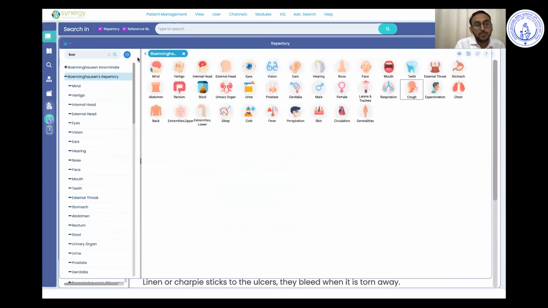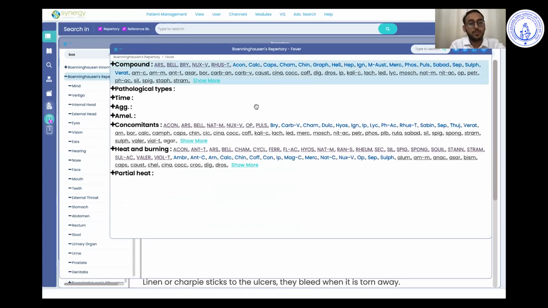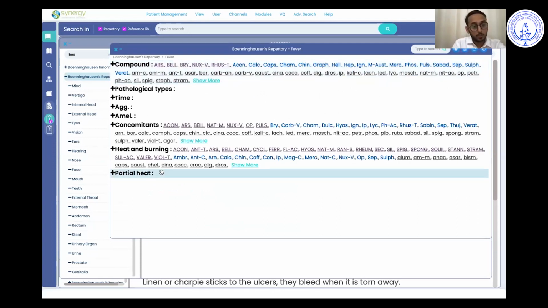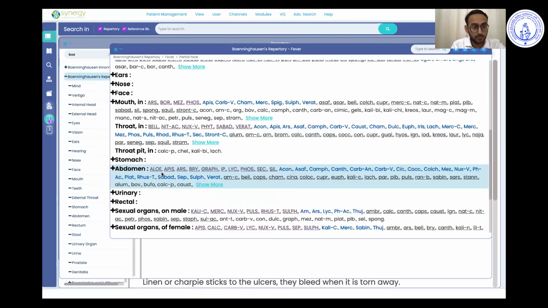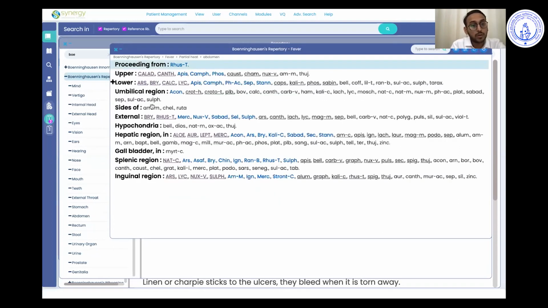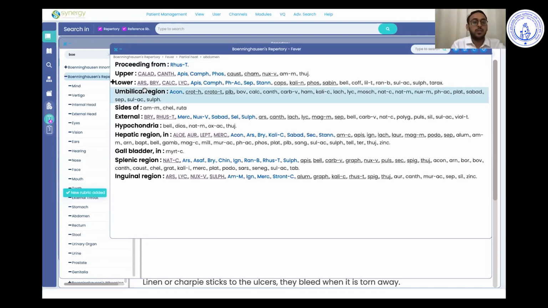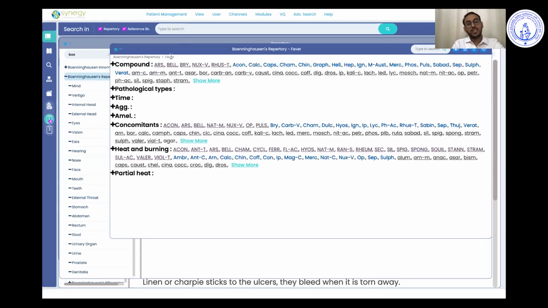What were the other symptoms in the case? We saw that the abdomen was very hot to touch, especially the umbilical area. So we'll go to the fever chapter. We'll see partial heat, and we'll check abdomen, and in abdomen, most probably the umbilical area. Right?